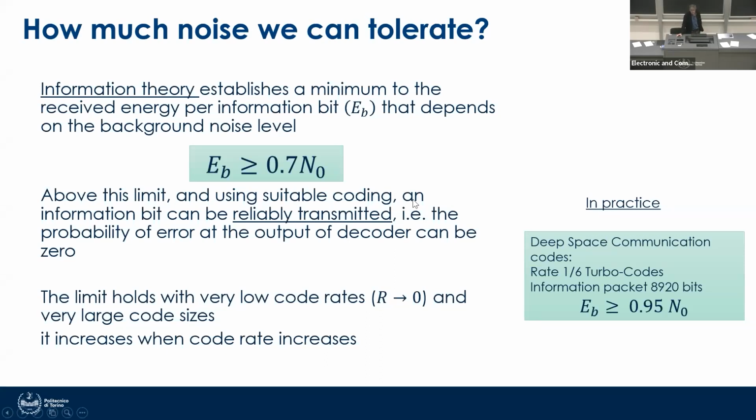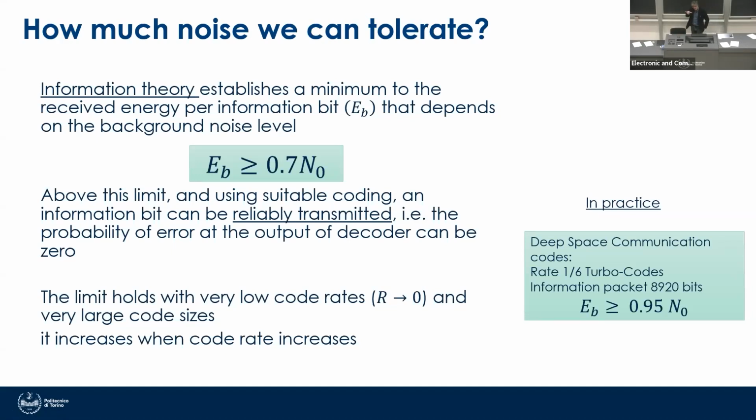For example, what we use in deep space communications, we design the code with a rate of 1/6. The nickname of this code is turbo codes, for some reason. These were invented like 20 or 30 years ago now. And now the information packet, that is the block size, instead of being 1 or 4, is almost 10,000 bits. So a very large packet.